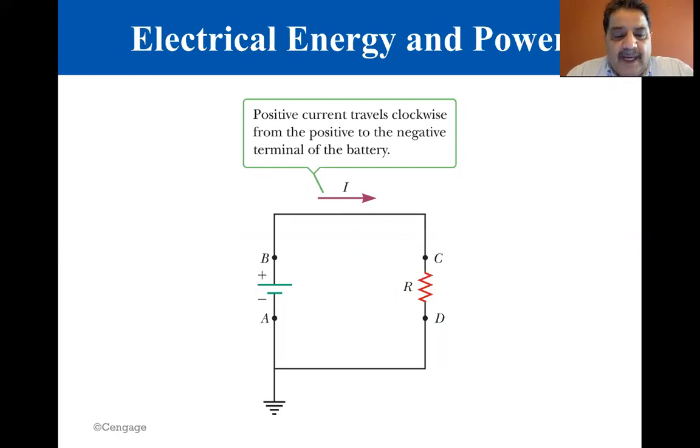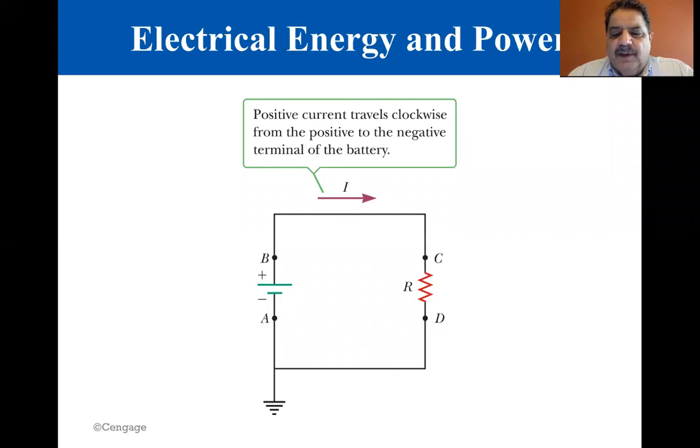We'll start at point A, there on the left side of the figure. Point A is a reference point that is grounded, and its potential is taken to be 0. The little triangular symbol at the bottom, that's the ground symbol.